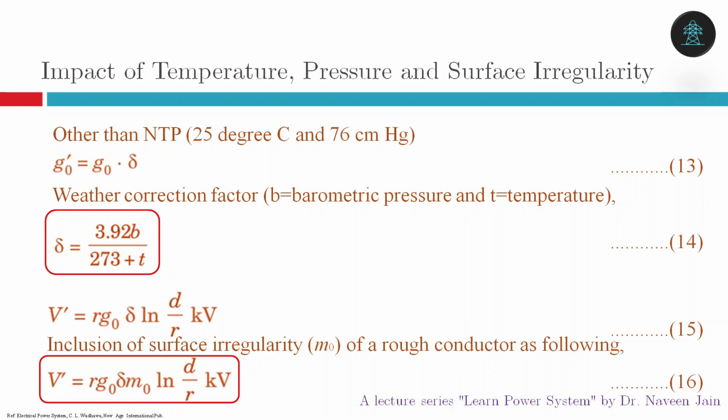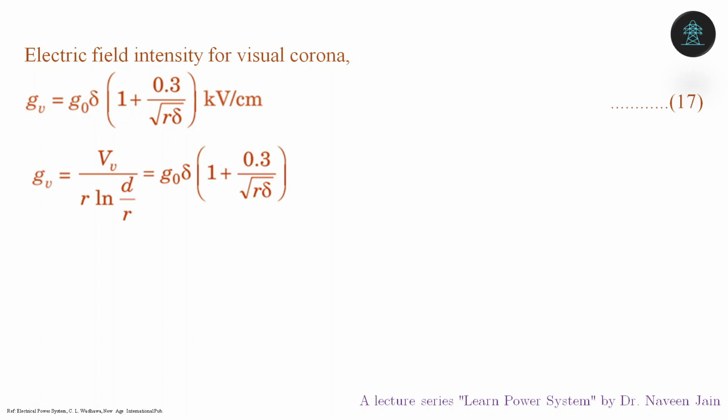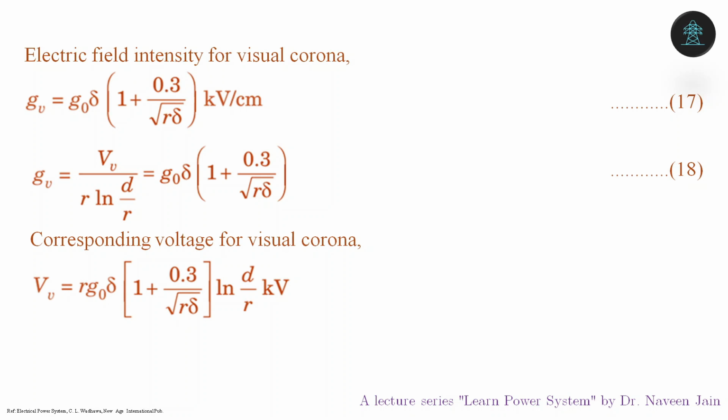So, this equation number 16 includes both the factors related to weather and conductor surface. Electric field intensity for visual corona: this expression is used to determine the field intensity value for visual corona. Further, you can notice the corresponding value of visual corona, and that is shown by equation number 19.